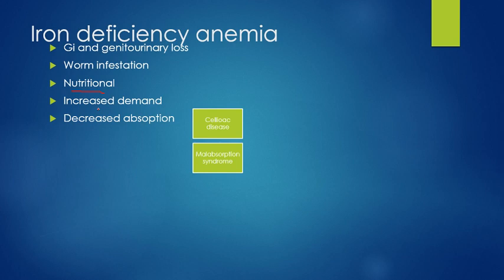Iron deficiency anemia can occur due to increased demand, like in pregnancy. In pregnancy, the demand of the body for the mother as well as for the fetus increases, so iron deficiency anemia can occur. It can also occur due to decreased absorption, like celiac disease, or malabsorption syndromes.